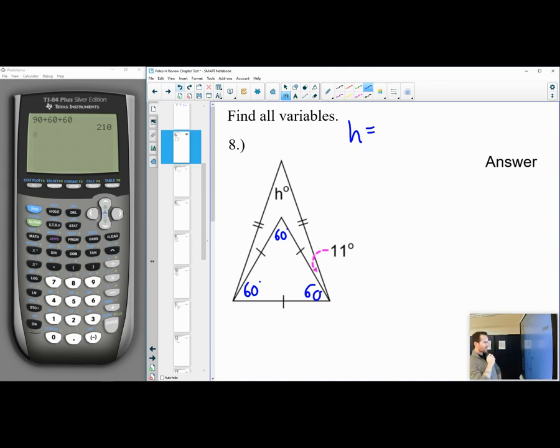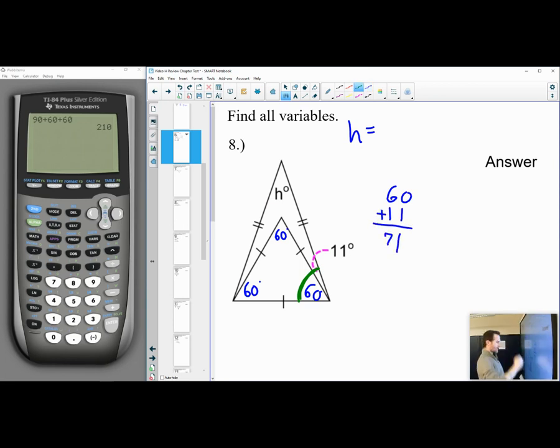And now we've got to find H. So we've got to work in this big triangle somehow. And we actually have an angle in this big triangle now, because this big angle, we can add 60 and 11 together, and that will be, 60 and 11, that's just 71.